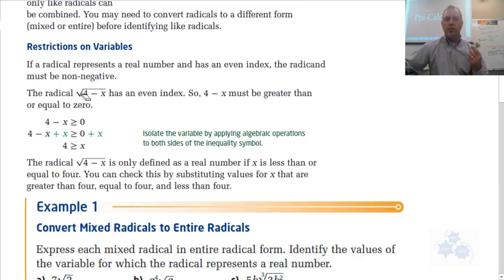Something we need to know about radicals is that if you have a radical with an even index, that is 2, 4, 6, 8, etc., you cannot have a negative value underneath. So 4 minus x, you can actually evaluate this. This is a real answer, but only when 4 minus x is 0 or positive. That's why you take this radicand and let it be equal to or greater than 0 and solve for x. So this is your restriction on x. x has to be less than 4. If x is greater than 4, then this becomes a negative value, and that's no good.